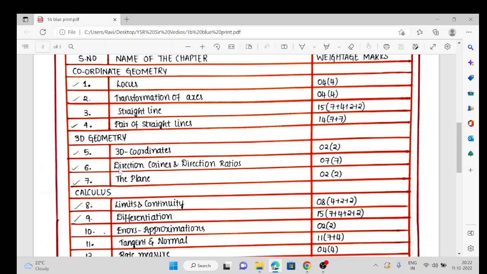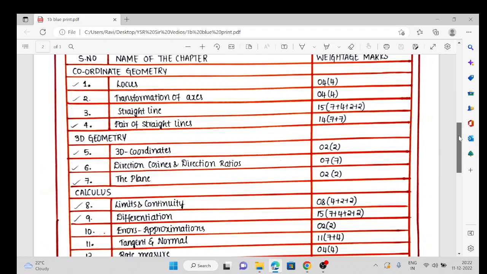DCs means direction cosines and direction ratios, and the weightage is 7 marks, 1 LAQ. So you have 7 marks in direction cosines and direction ratios. The next topic is the plane. Its weightage is also very small, only 2 marks and 1 VSAQ. So this is regarding 3D geometry.